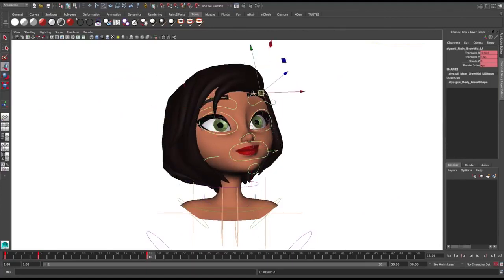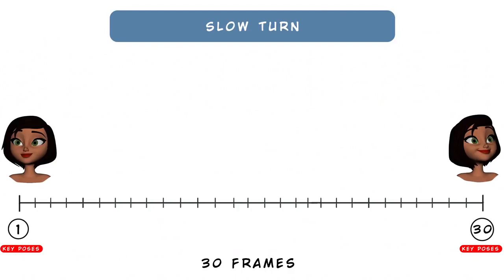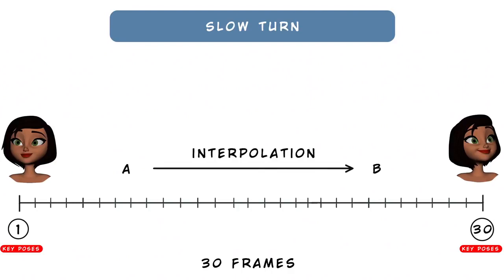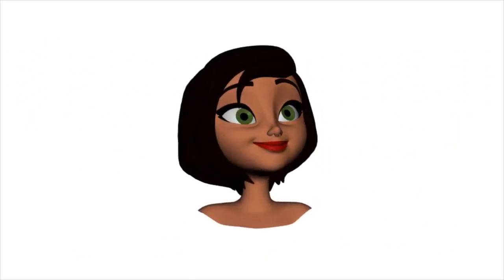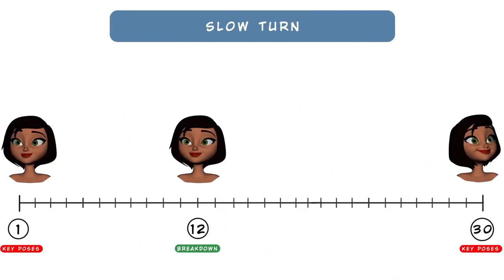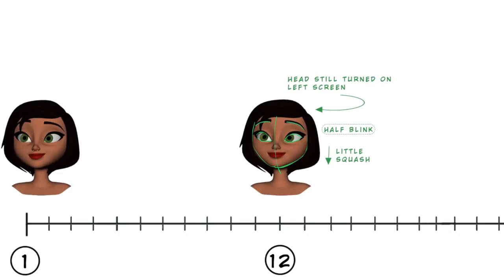So the movement now is slower, 30 frames. Again, the software creates the interpolation between these 2 key poses, and we have this linear movement. Let's add a breakdown, approximately closer to the first key, at frame 12. On this breakdown, the head is still rotated on the left screen. We have a small translation downward and just a bit of squash of the head.